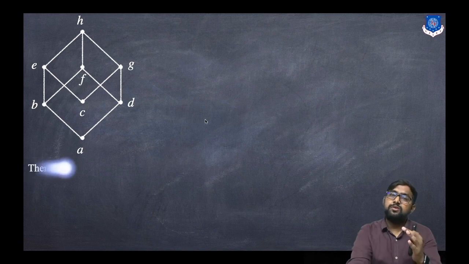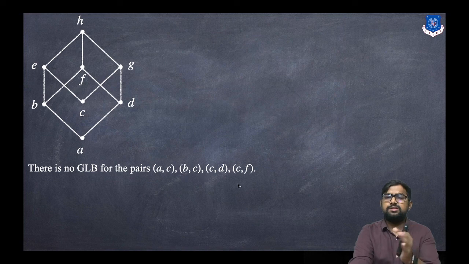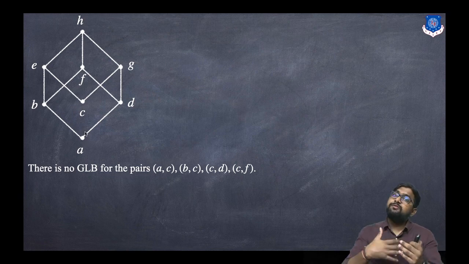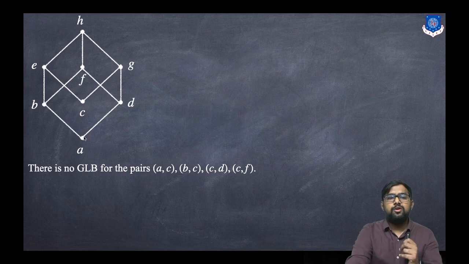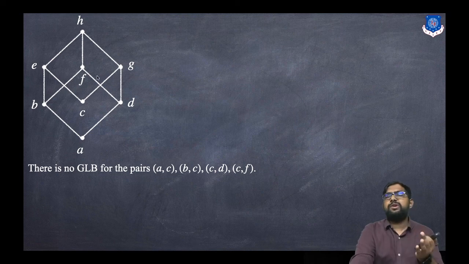Now this one is also different. So you can see that there is no GLB for these pairs. So just consider this pair A, C. Now A and C, what is the greatest lower bound? So we don't have the greatest lower bound of the pair A and C. Now in the same manner, B and C, we don't have the greatest lower bound. Then C and D, we don't have the greatest lower bound, and C and F, we don't have the greatest lower bound. You can check it. Okay, so there is no GLB for these pairs.